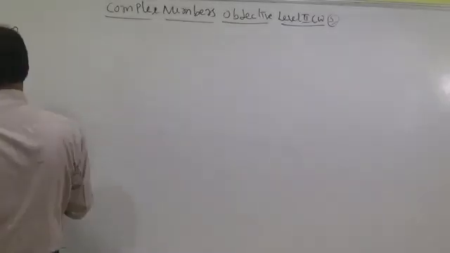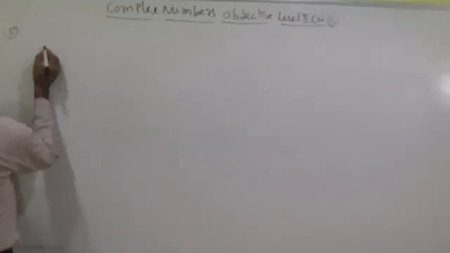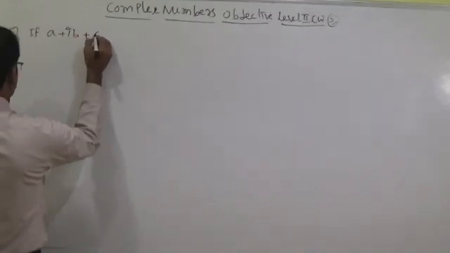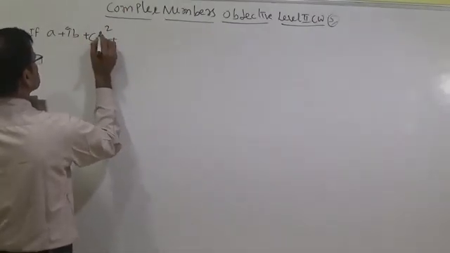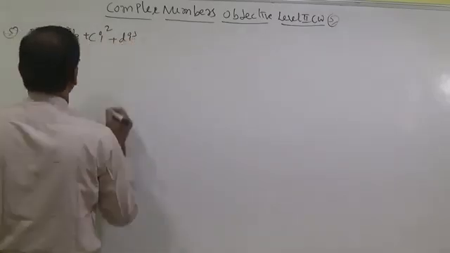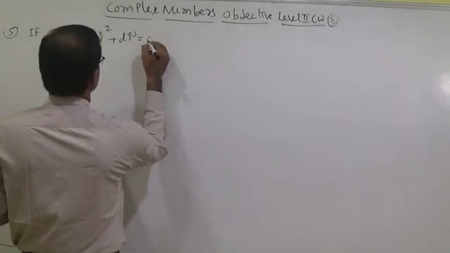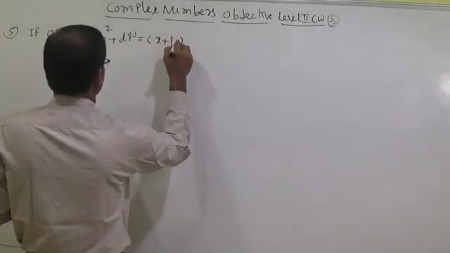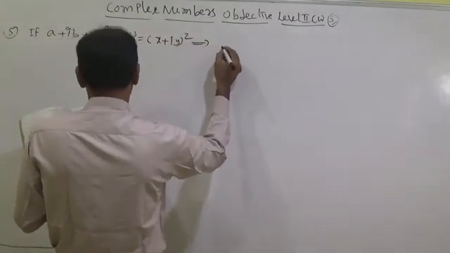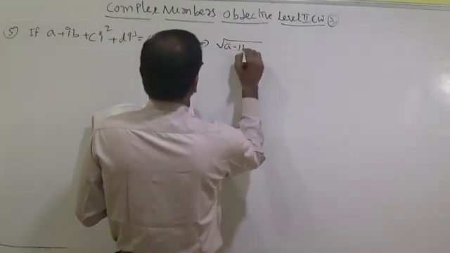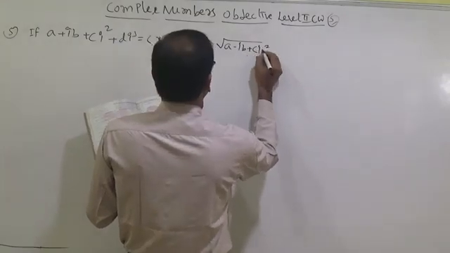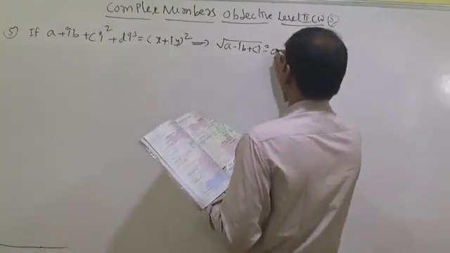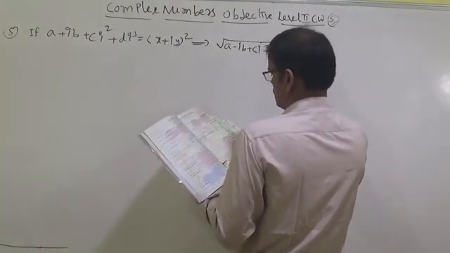If a plus ib plus ci square plus di cube is equal to x plus iy whole square, then root of a minus ib plus ci square minus di cube is equal to dash.